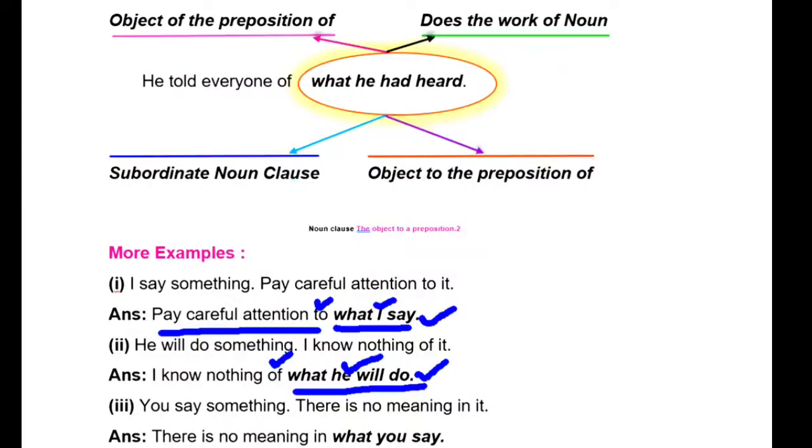Similarly, there is no meaning in what you say. What you say is the subordinate clause, it does the work of a noun as it is the object of the preposition in. So we can say this is the noun clause object to a preposition in. Okay.